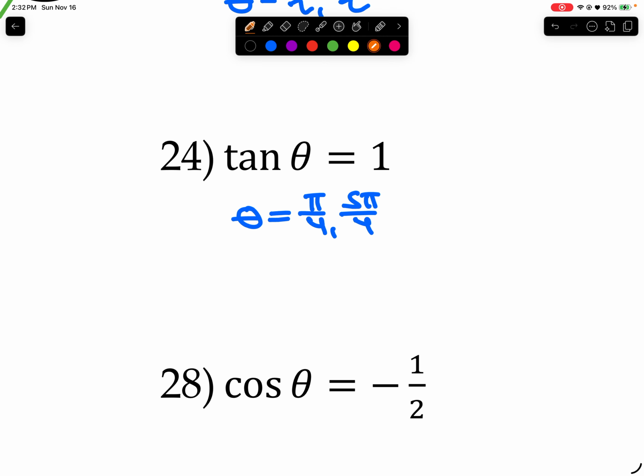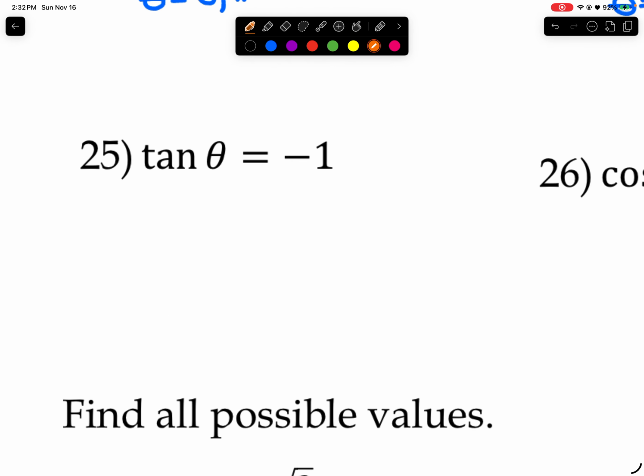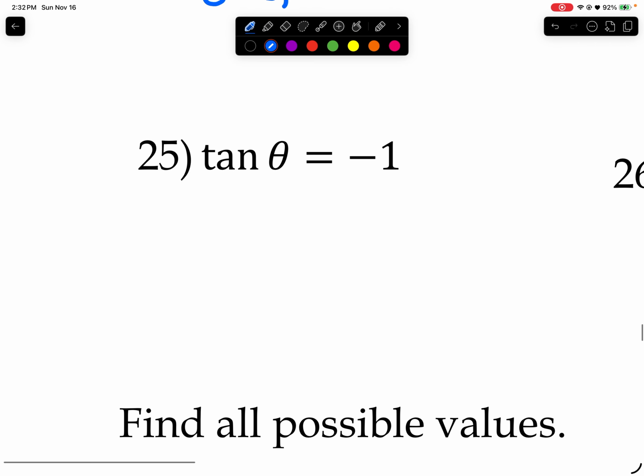Now, once again, notice for the tangent values how these are pi units apart. Okay, now when tangent theta is equal to negative 1, that's going to happen in quadrant 2 and quadrant 4. So that's going to be at 3 pi over 4, but also 7 pi over 4.